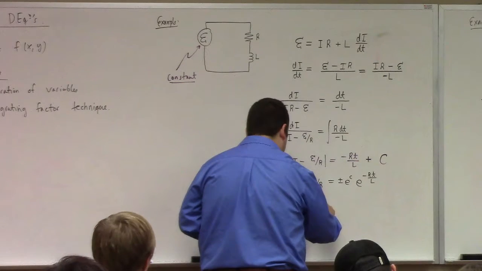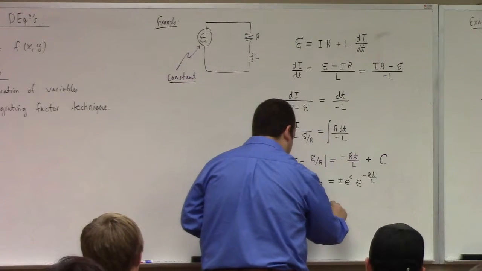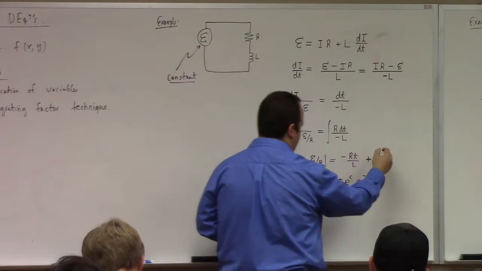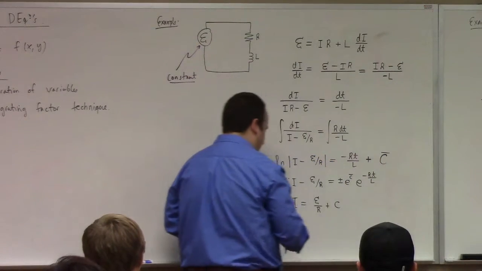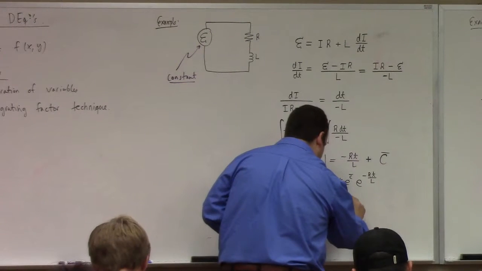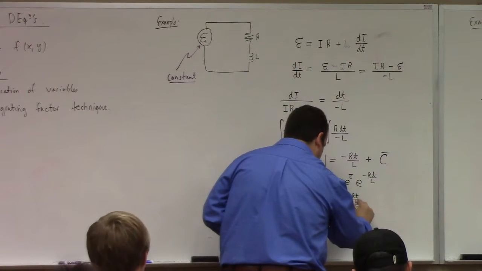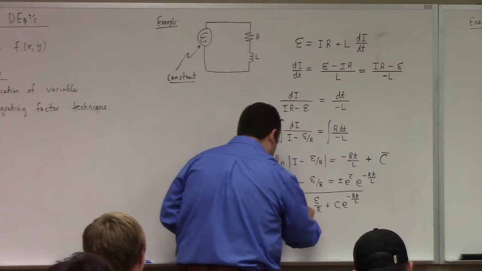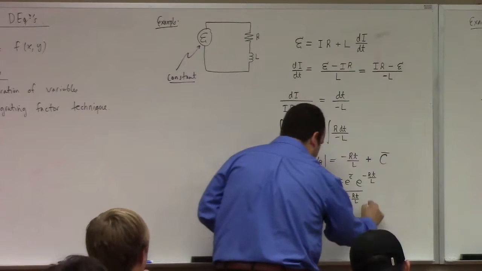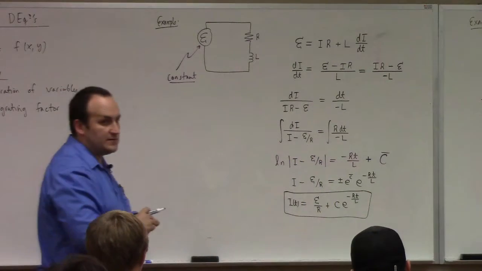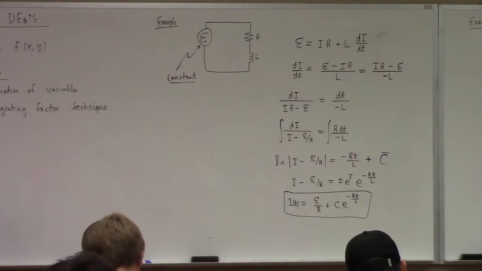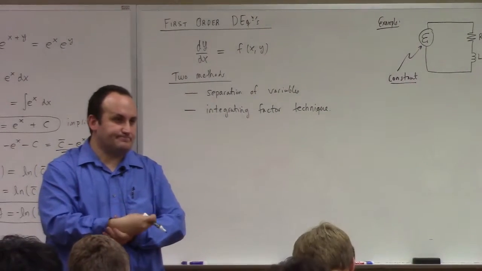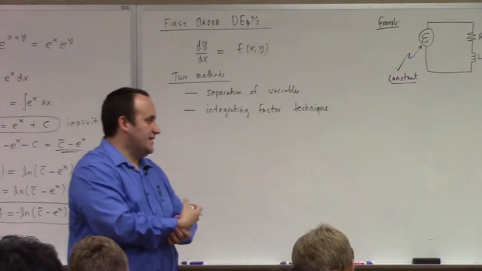I is equal to E over R plus some constant. Let's call it C. Again, I'll put a bar on this one there. Is it better? C e to the minus Rt over L. And there you go. That's the current as a function of time in an RL circuit, where that constant depends on the initial conditions. Depends on how the circuit starts. All right. What happens as time goes to infinity?